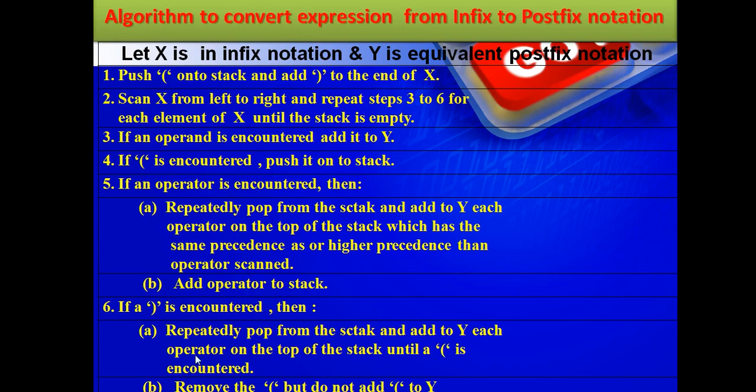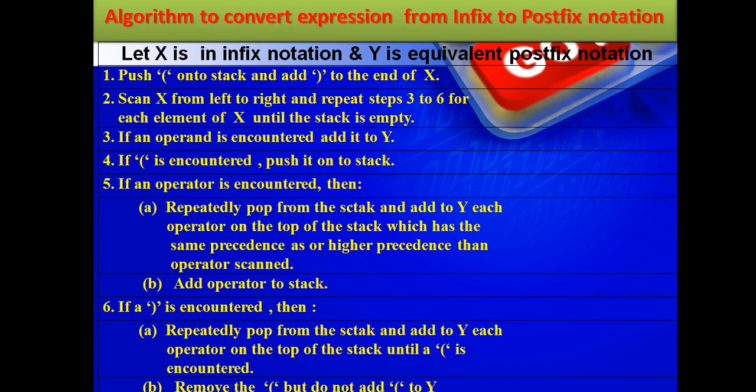Now remove the left parenthesis, but do not add to Y. See, after popping all your operators, whenever you get a right parenthesis, then in step B, remove the left parenthesis, but do not add it to Y, meaning don't print it. Very simple. Only the fifth step you should understand properly. Otherwise your steps 1, 2, 3, 4, 5, 6 and 7 are easy. Let me repeat it once again.